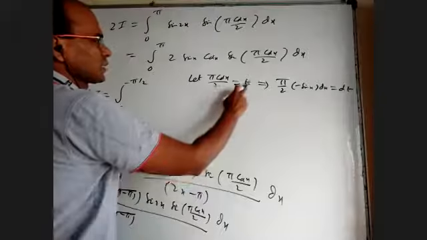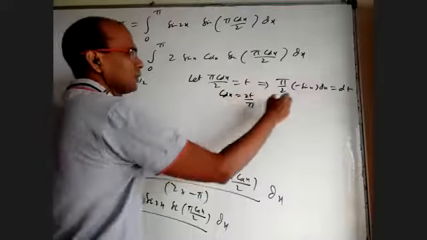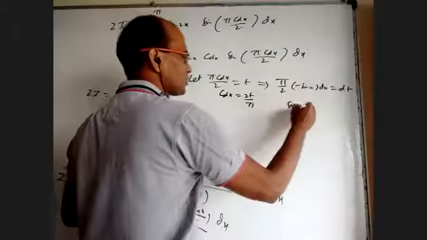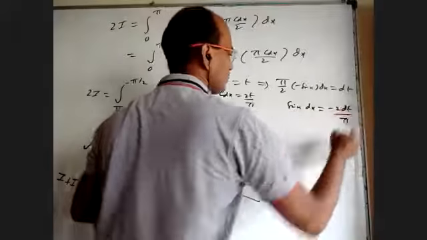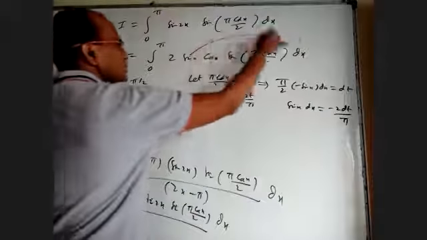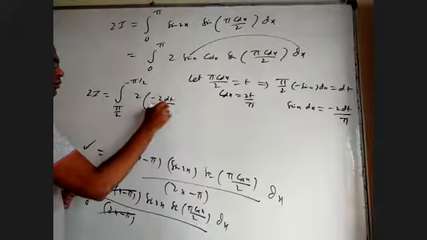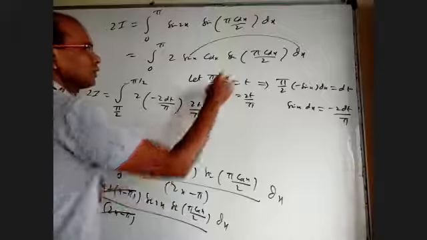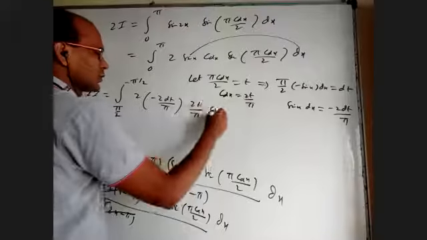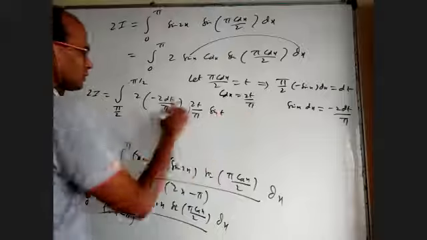Wherever cos x is there, I can write 2t by pi. And the sin x dx, I can write minus 2 dt by pi. So this sin x dx, I am going to write minus 2 dt by pi. This cos x, I am going to write 2t by pi. This I am going to write sin t dt. Dt is already there here.